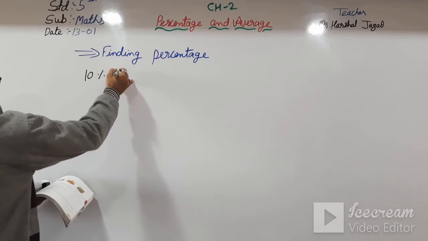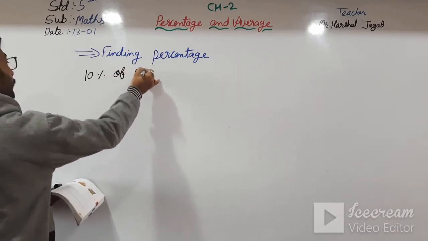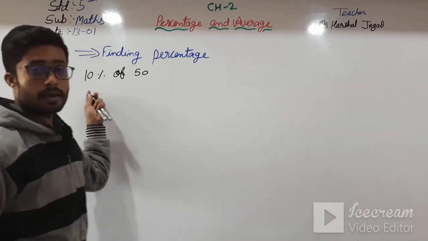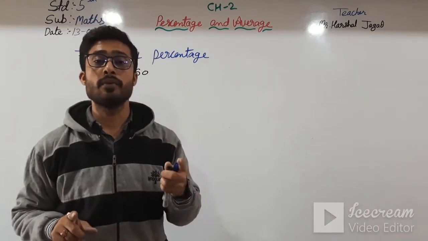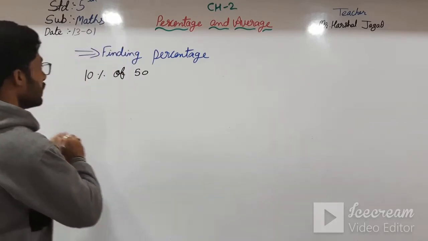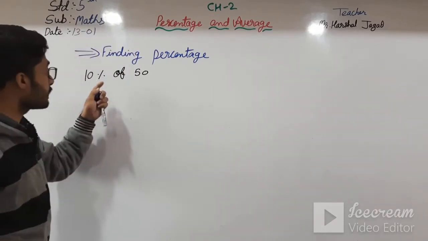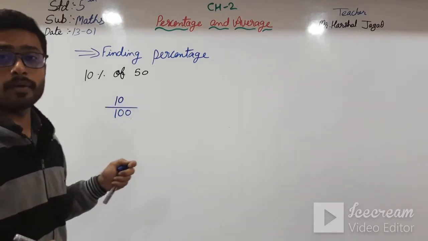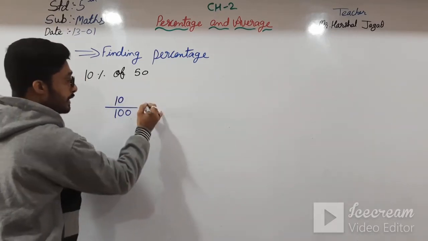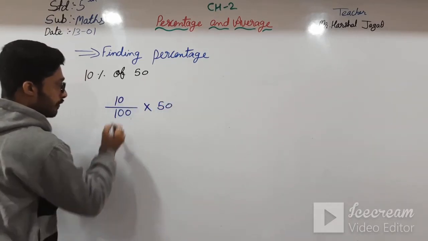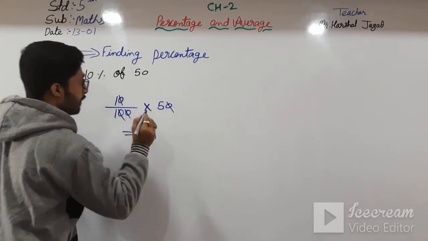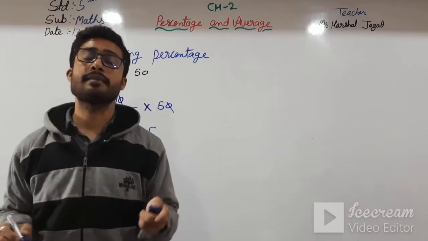10% of 50. So we have to find out the 10% of 50. First of all, this is percent. This percent is to be converted into the fraction. If I remove this percentage sign, then I can write 10 upon 100, and of 50, so into 50. First 0, 0 cut, and here our answer is 5. 10% of 50 is 5.